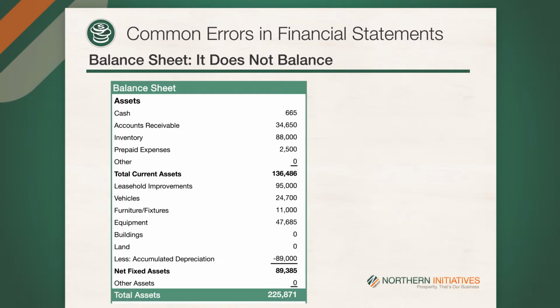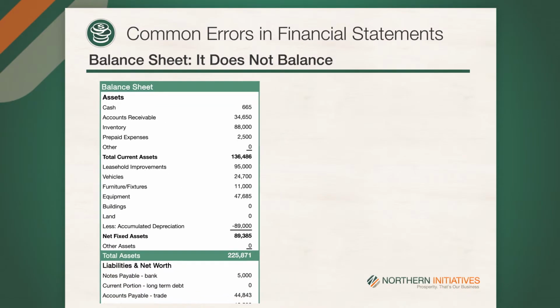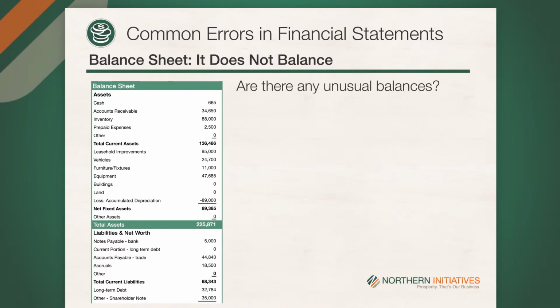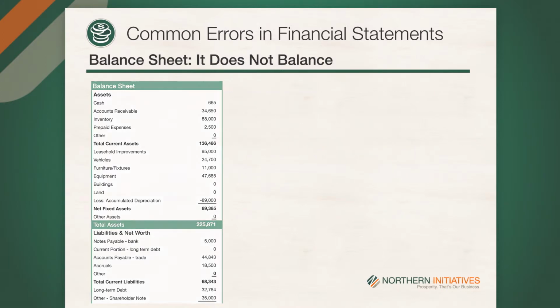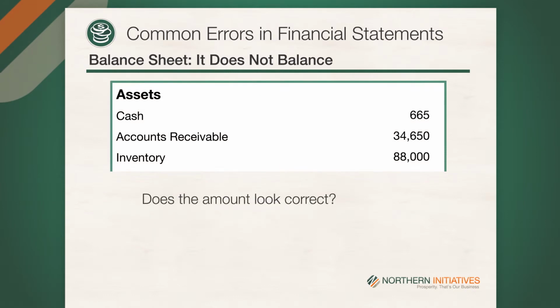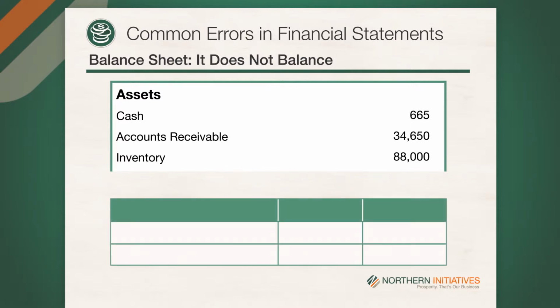Let's begin at the top in the current asset section. Are there any unusual balances? Are there negative amounts? If the answer to either question is yes, there may be transaction entry errors that require correction. Cash. Does the amount look correct? Does it match the bank account balance? In this case study, the cash is not correct.